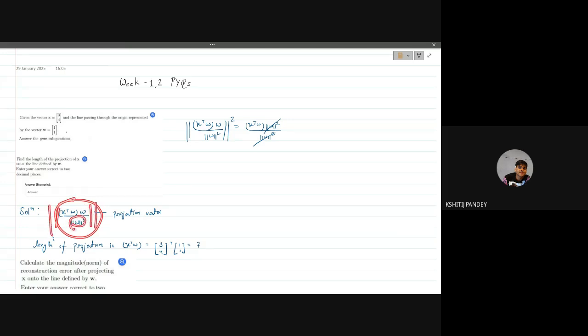This quantity is a scalar, this quantity is a scalar. This is the only vector we have here. If you take the norm square of this, you will get norm square of w in the numerator, and in the denominator you also have norm square of w. So these both get cancelled and you're left with x transpose w. Here x transpose w is equal to 7, and this is the norm square of the length of projection. They are asking us for the norm, so simply take the root of this. Is this clear? This was a pretty straightforward question.